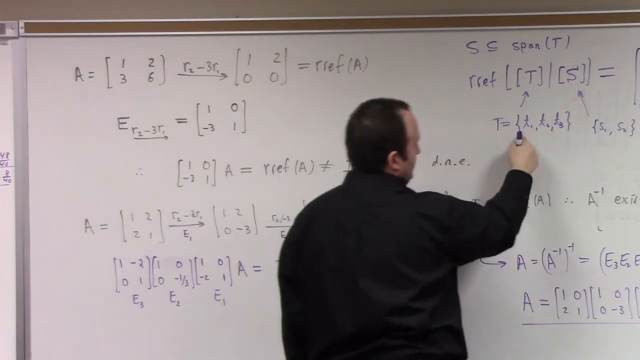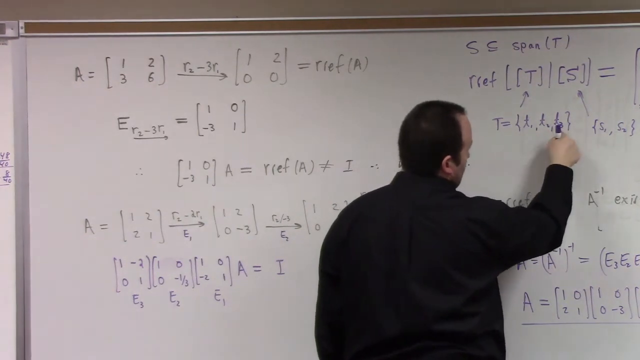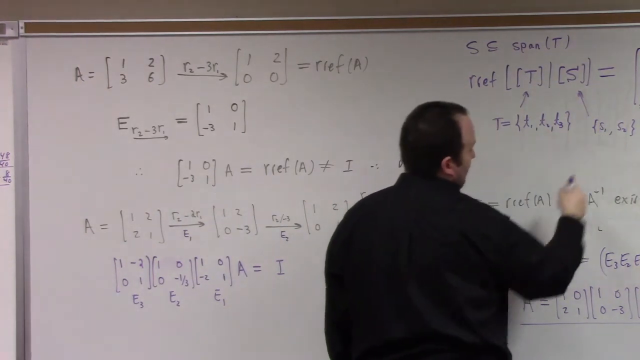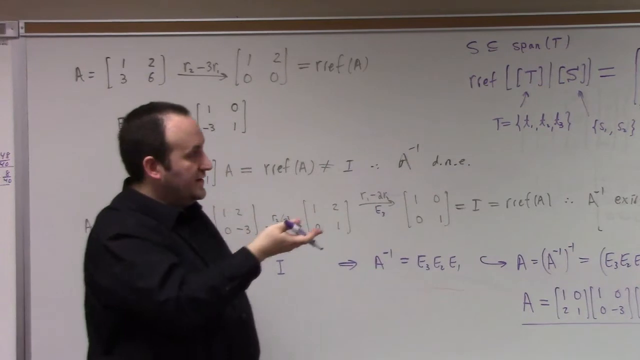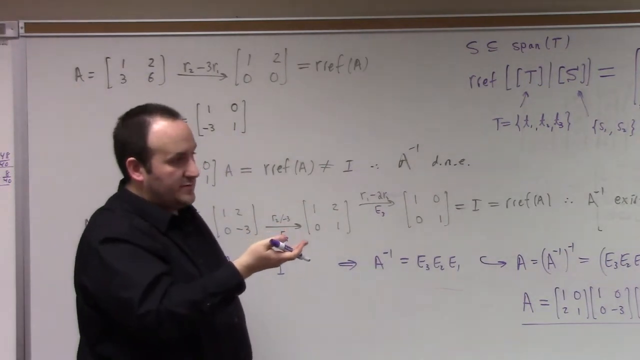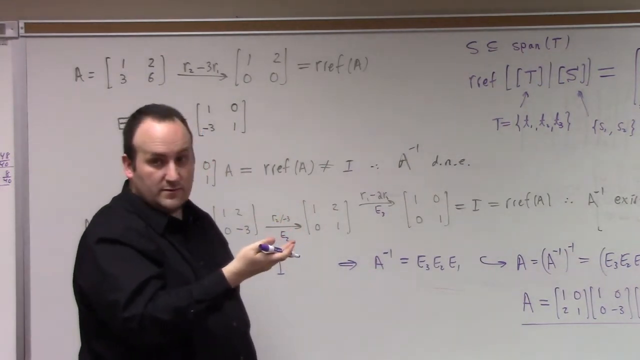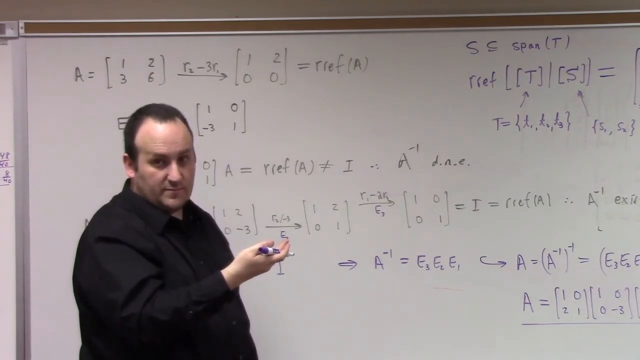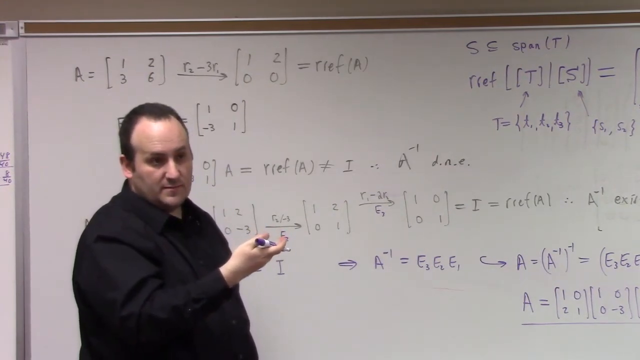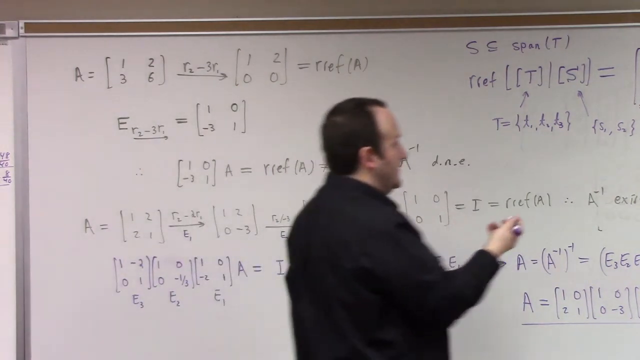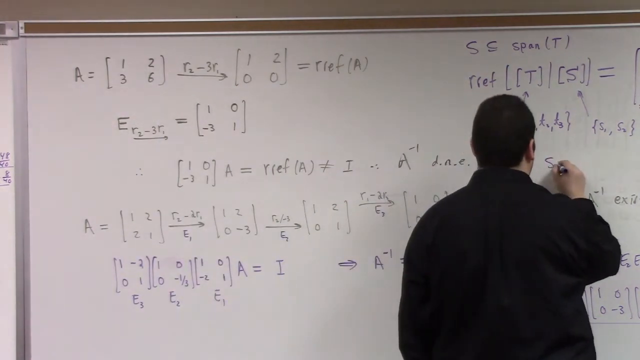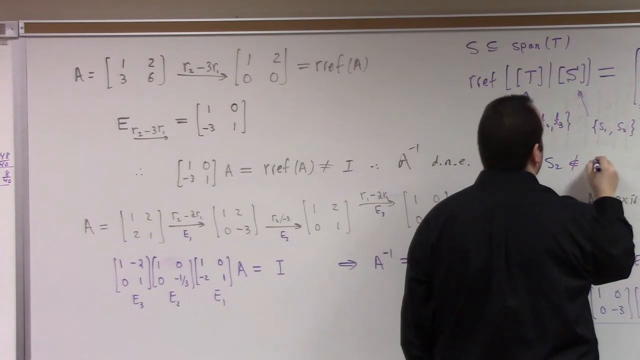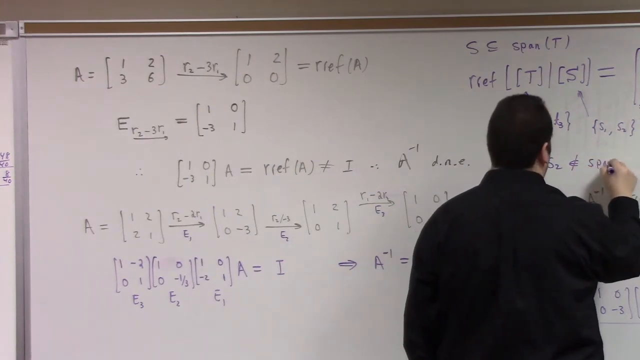So going back to what those mean, T1, T3, that gives us S1. In contrast, how about S2? Can I build S2 from pivot columns found in the T part? No. So if the calculation worked out like this, it would say that S2 is not an element of the span of T.